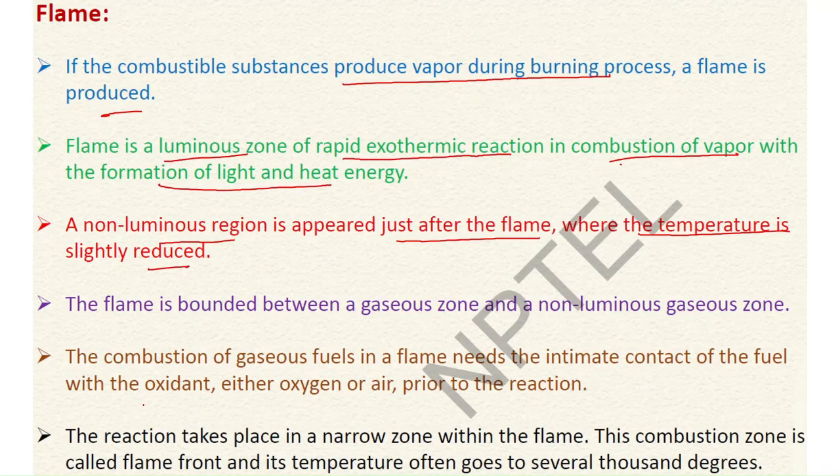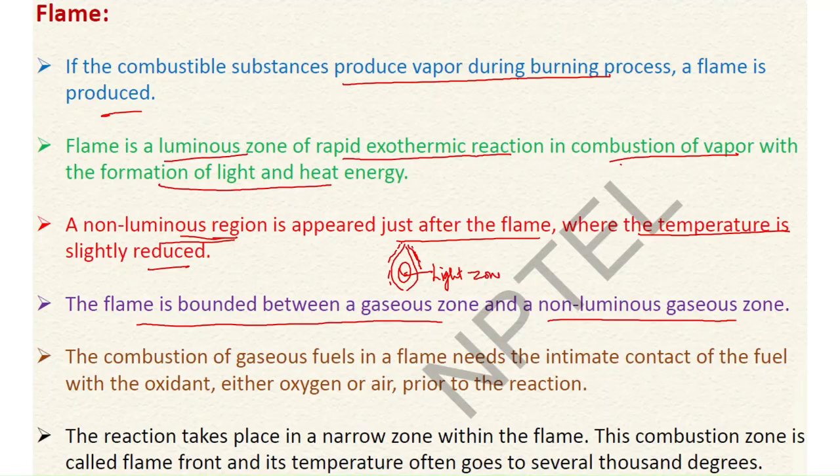So after this glowing flame region, there is a non-luminous region. The flame is bound between a gaseous zone and a non-luminous gaseous zone. Suppose this is the light zone; after that, this is the dark, non-luminous zone. This non-luminous zone is also gaseous. So it is telling us that the flame is bounded, a complete package of the luminous gaseous zone as well as the non-luminous gaseous zone.